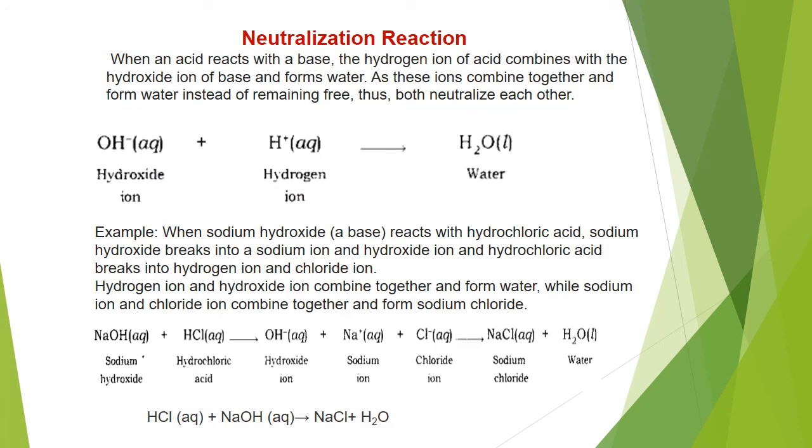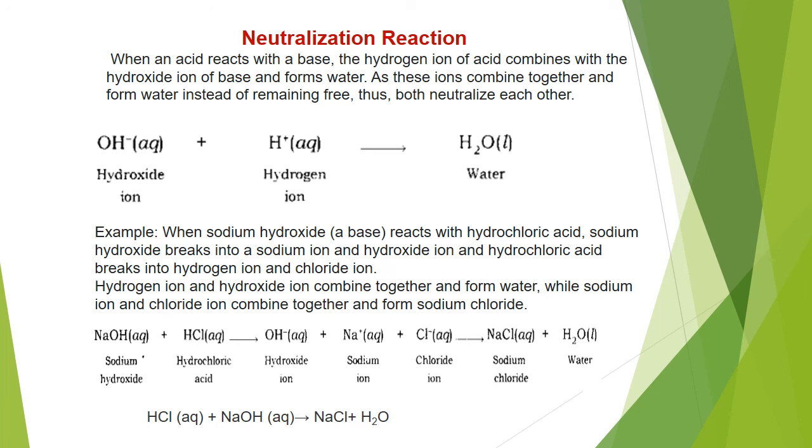Neutralization. We know that acids are substances which give H+ ions, and bases are substances which give OH- ions. So acidic and basic characters are due to these opposite ions. When these are mixed in equal amounts, the H+ and OH- ions neutralize each other and form a neutral solution. This process is known as neutralization.